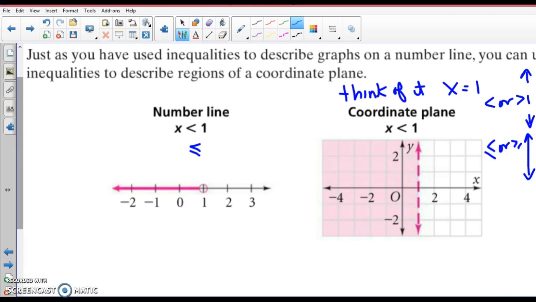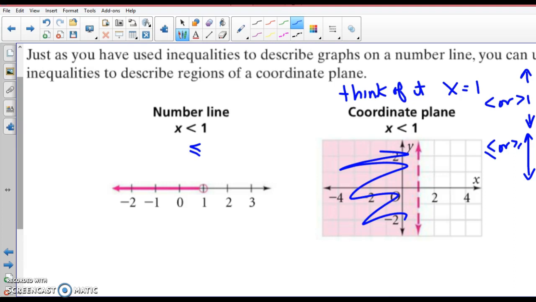So, if this was a line, it would be the vertical line that goes through what? Dash, dash, dash, dash, dash, with arrows on both sides. Now, look at the inequality. Where is x less than 1? I shade to the left, because that's where x is less than 1. Do you see why these are called half planes? Because it's half of the plane. So I need to shade one way or the other.